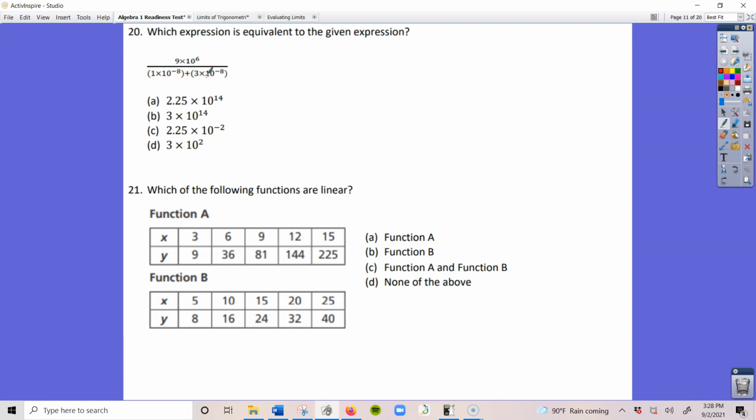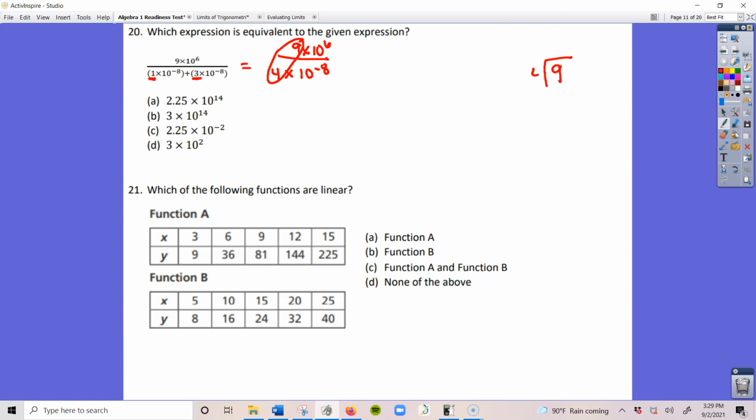When you're adding two numbers that are written in scientific notation, the exponents have to be the same, which here they are. Once your exponents are the same, you're going to add the numbers that are given. 1 plus 3 is 4. And then you're going to keep the times 10 to the negative 8. So the numerator did not change. We have 9 times 10 to the 6 over 4 times 10 to the negative 8. When you're dividing, you are going to divide in pieces. So we're going to first do 9 divided by 4. So let's work that out.